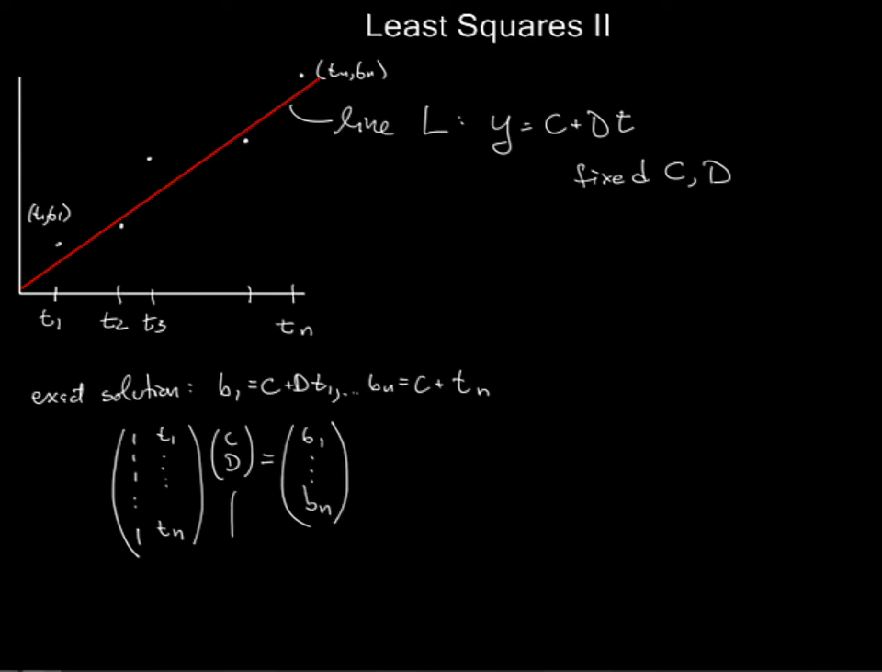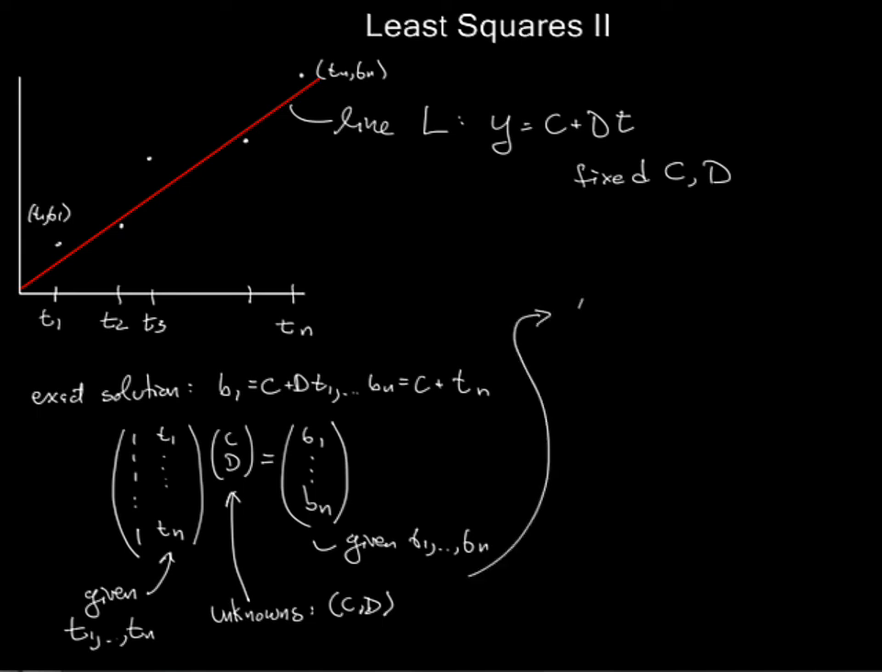So there you go. This is exactly a least squares kind of problem. Here, the unknowns are these two numbers c and d, the parameters of the line, and these t1 through tn are what we're given, and similarly the b1 through bn. So, of course, we solve this by the least squares method.